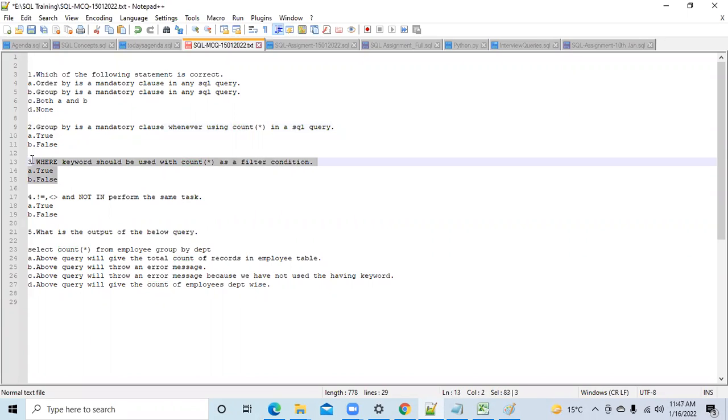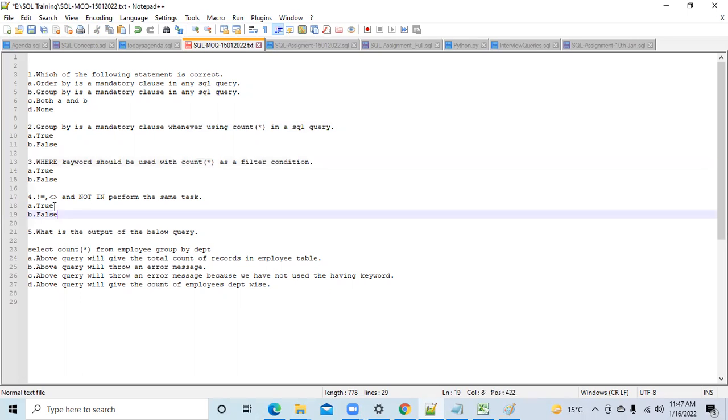Now next question: the where keyword should be used with count of star as a filter condition, true or false? False. So which one should you use? Having. With count of star, you have to use having as a filter condition. Very good.